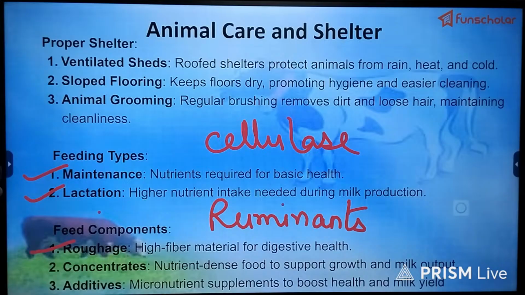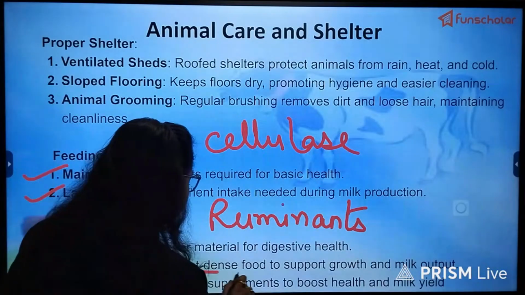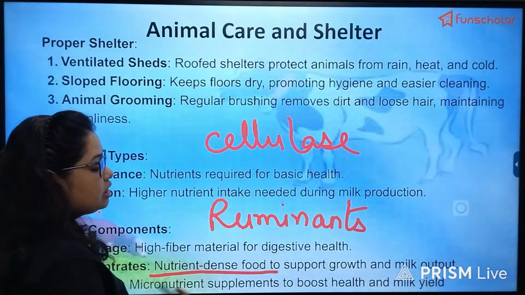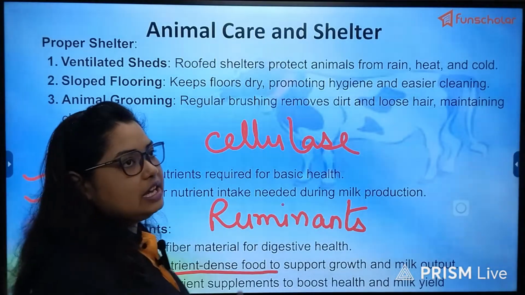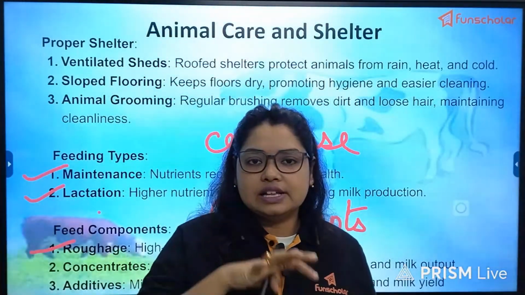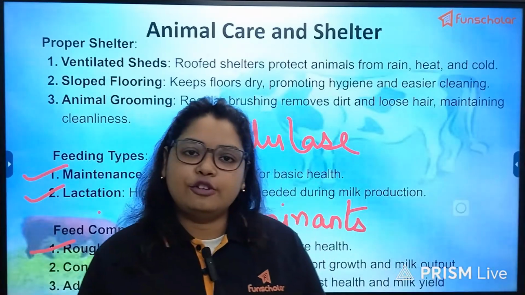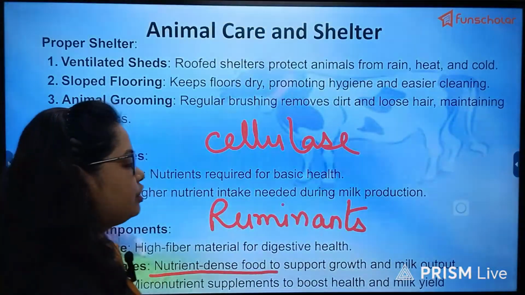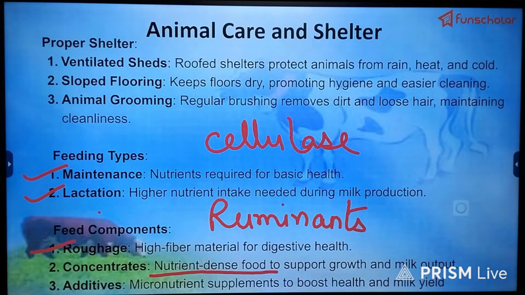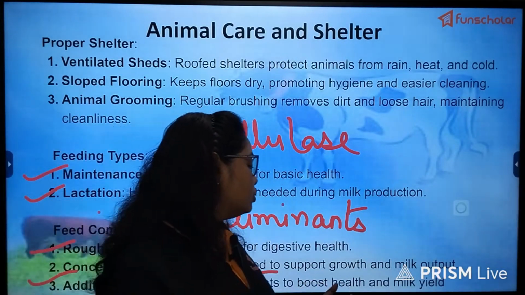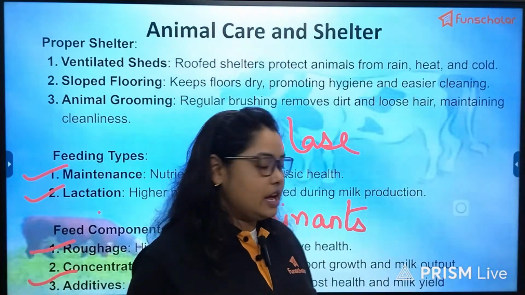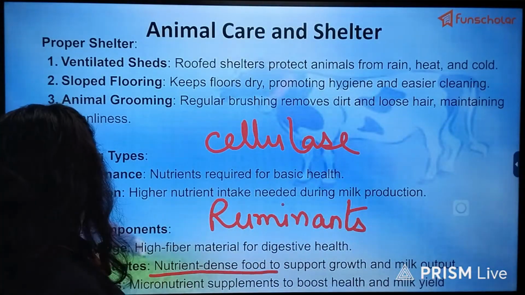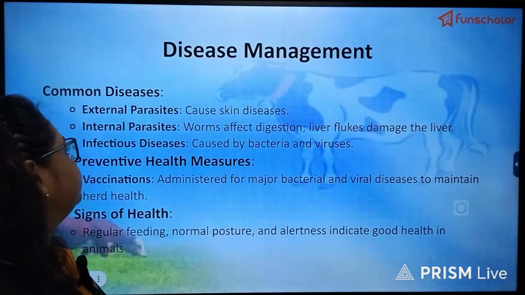And then concentrates are there. Concentrates means nutrient dense food to support growth and milk output. It is given in the form of cakes, which is a concentrated form of feed for the cattle to supply the nutrients for high quality milk production. Apart from it, we can give some vitamins and minerals which will act as micronutrients to boost the health, as well as the milk yield and the quality of the yield in cattle.